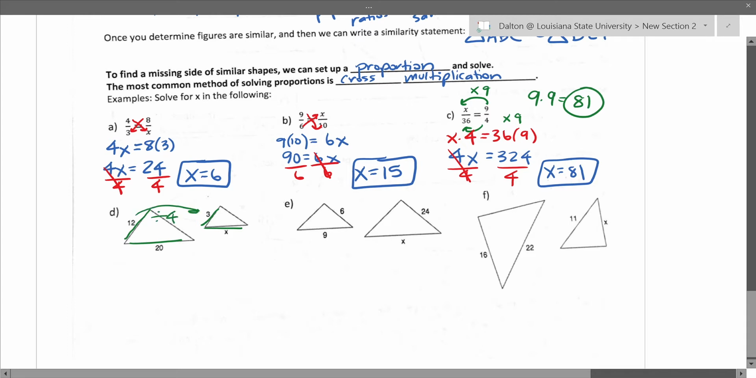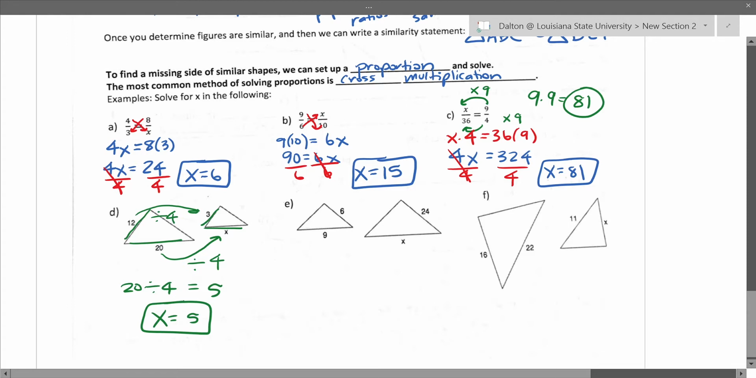And then to get from 20 to x, all I need to do is divide by 4 as well. So 20 divided by 4 is 5. So that must mean x should equal 5. Sometimes it's easy to see it that way.